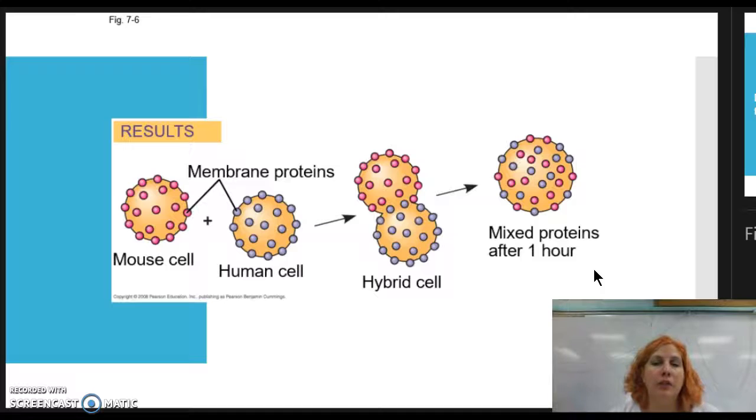They created a hybrid cell. They made the cells bind together. They used a little bit of electricity. They caused the cells to do something that's not normal. But what they found was that after an hour, all the proteins were intermixed. There wasn't a section of mouse cell proteins and a section of human cell proteins like there was at the beginning of the hybrid cell. In the end, all the proteins were mixed.